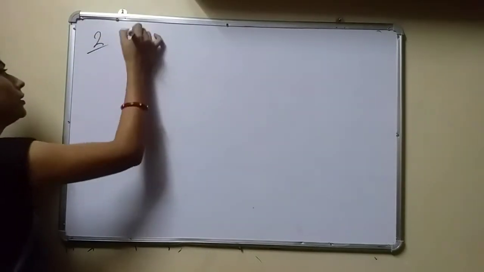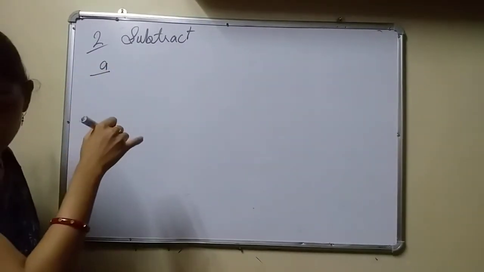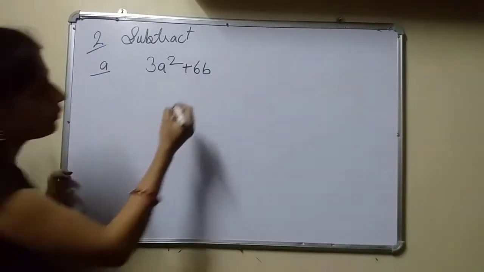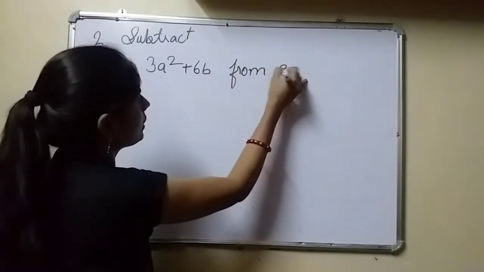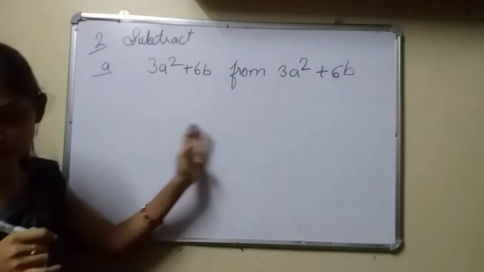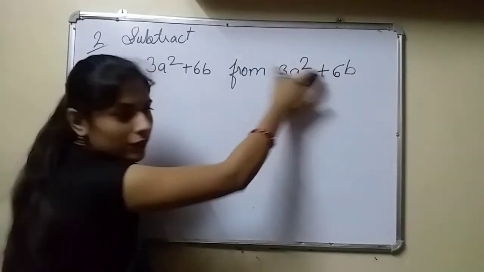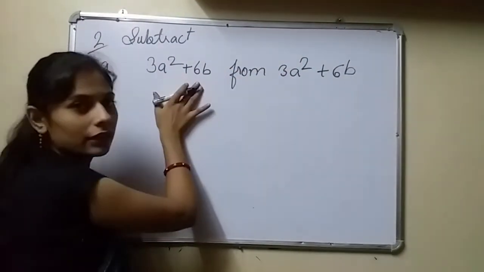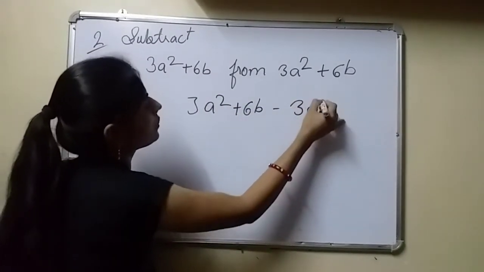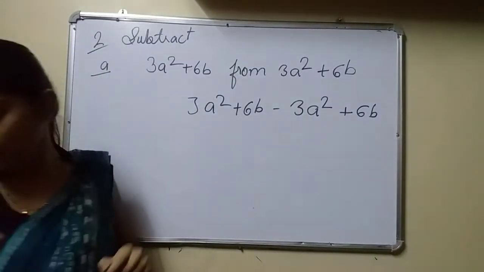Now see question number two. Subtract. A we will solve first: subtract 3a square plus 6b from 3a square plus 6b. The same number is written here. This number will be written first, and after that you have to subtract the other number from it. So 3a square plus 6b minus 3a square plus 6b.